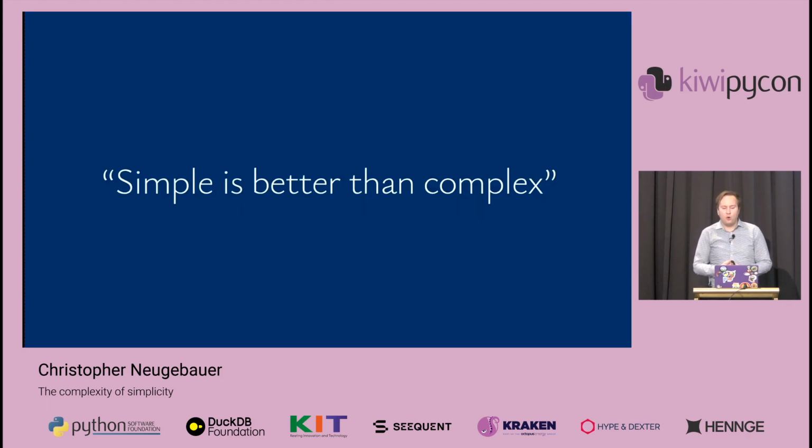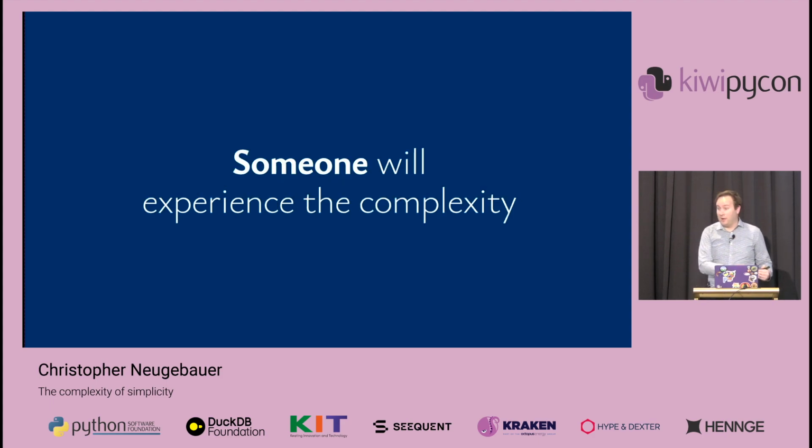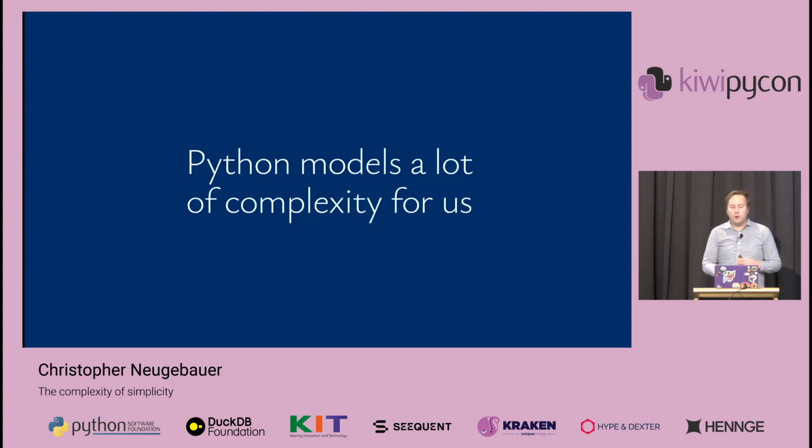When we started this talk, we had this proposition that simple is better than complex. And we went through a bunch of examples that show when you're writing Python that someone is going to have to model complexity. In the world of Python, we're lucky that the language itself chooses to model a lot of complexity for us, and it provides us with tools that can model new and unexpected forms of complexity.